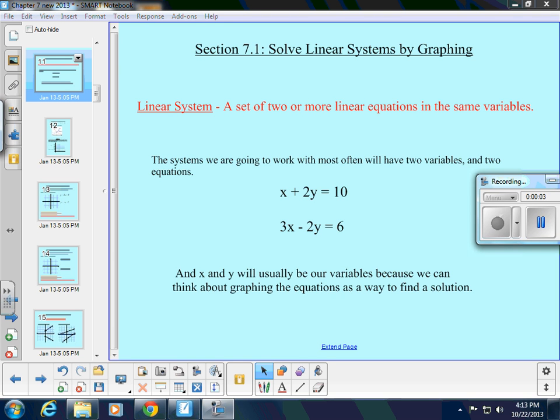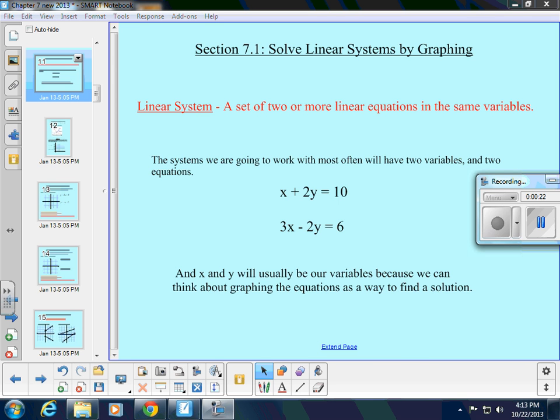Today's lesson is on section 7.1, solving linear systems by graphing. During chapter 7, we're going to learn a few different methods to solve linear systems, but I think this is the best one to start with and the best one to really show students and help them understand what's going on when we're trying to solve a linear system.